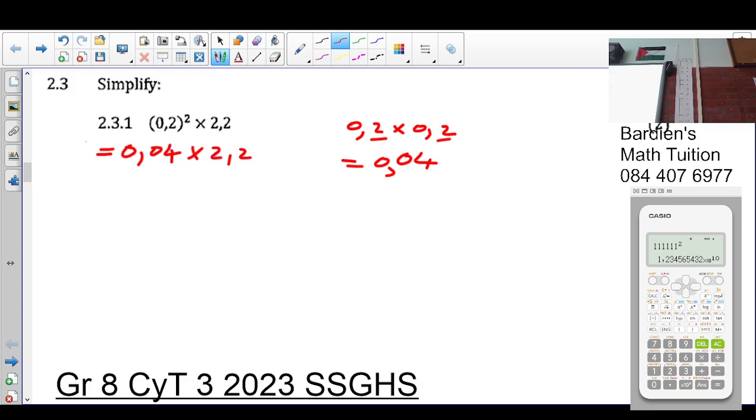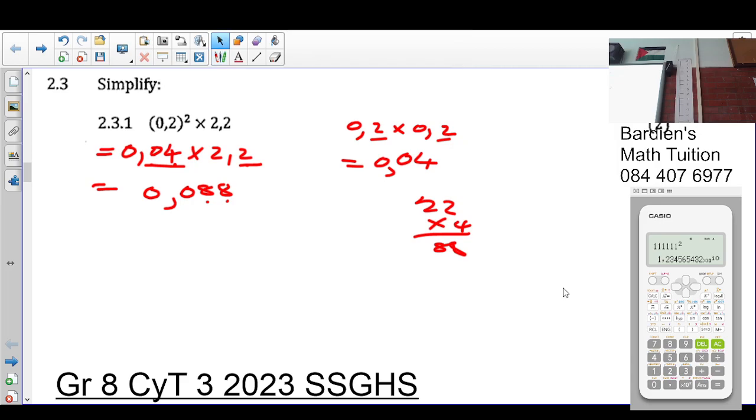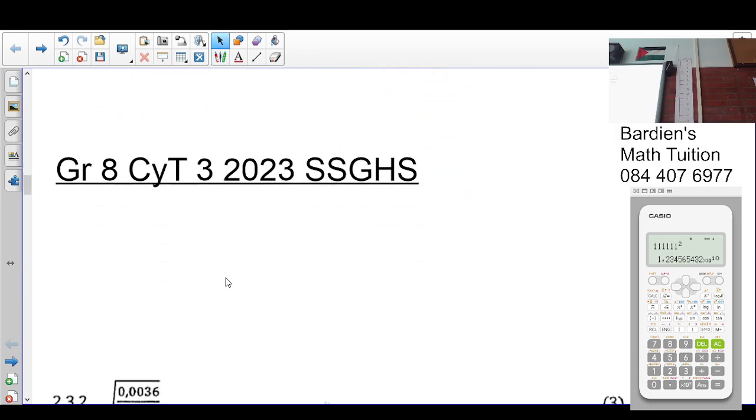So 0,04 times 2.2. Now what is 22 times 4? 88. And how many digits after the comma? 1, 2, 3. So it must be 3. So it's 1, 2, 3. The answer is 0,088. Look at the next one.